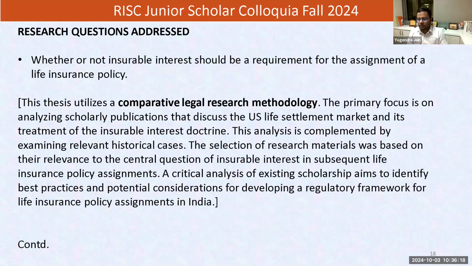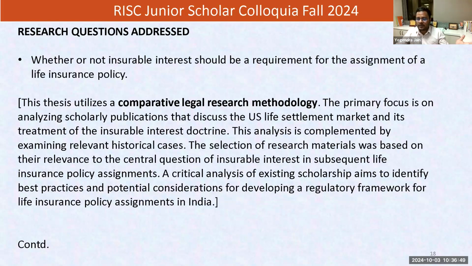Comparative legal research methodology. So I've done a review of a lot of papers. I've also gone through the New York Life Settlement Law, which is based on NAIC law. I've also gone through the California life settlement law, which is also based on NAIC law, the National Association of Insurance Commissioners, which is a USA model law. I've also gone through the Ontario Life Settlement Act, which unfortunately could not be passed.